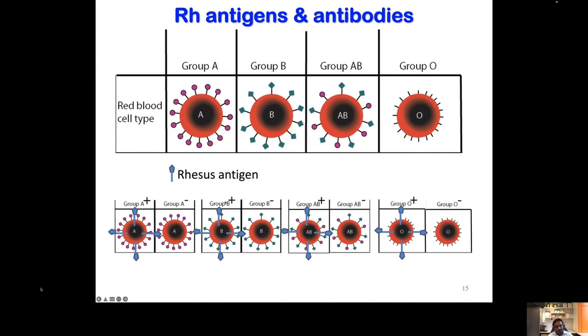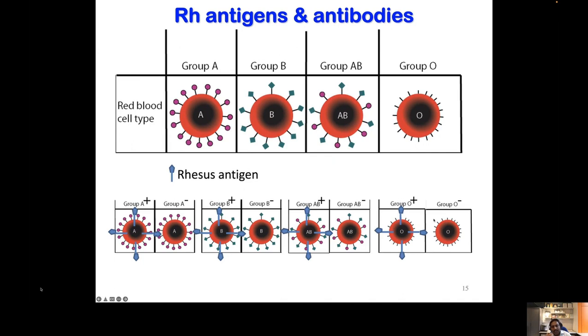What about B positive? They will carry B antigen. In addition, they will have this RH antigen. In B negative, only B antigen, no RH antigen. AB positive, they will have both A and B antigens, plus they will have the RH antigen. That's a protein. And then AB negative, they will not have RH antigen. O positive, they will have RH antigen, and in O negative, nothing.